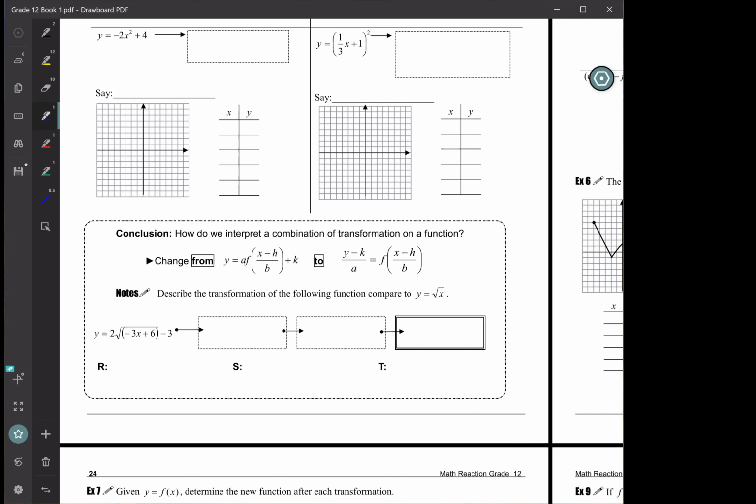Negative x reflect over y-axis, negative y reflect over x-axis, inverse reflect over y equals x. Number under x horizontal, number under y vertical. Number bigger than 1 expands, number between 0 and 1 compresses. Subtract is up and right. Adding is down and left. Okay, Cindy.